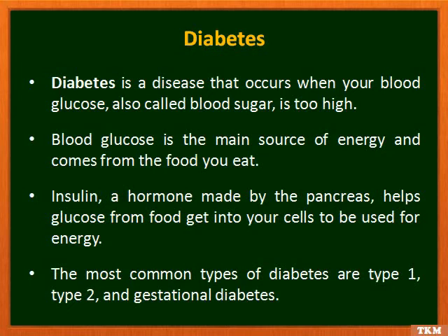Now, we all are aware of this. Diabetes is a disease that occurs when your blood glucose, also called blood sugar, is too high. Blood glucose is the main source of energy and it comes from the food that we eat. Insulin is a hormone made by the beta cells of the pancreas. It helps glucose from food to get into your cells, and from there it gets converted into energy. Diabetes is divided into 3 main types: type 1 diabetes, type 2 diabetes, and gestational diabetes.